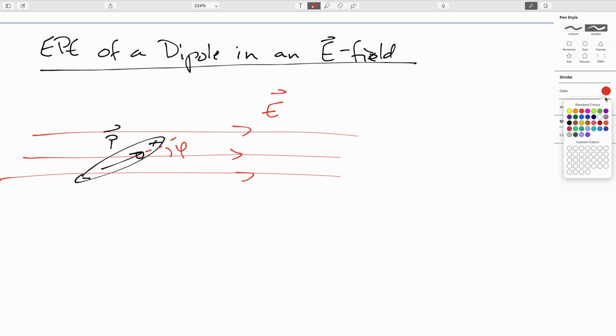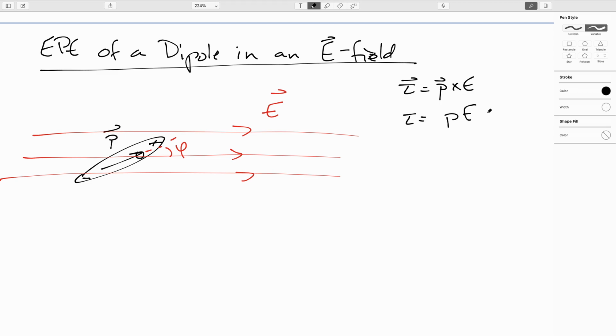Now we'd already seen that the torque on a dipole is going to be P cross E. So if I just want to work in magnitude, that's going to be PE sine phi, but we have to be a little careful here. I'm going to need a minus sign because this is a restoring torque. If we're rotated counterclockwise, the torque is clockwise. If we're rotated clockwise, the torque is counterclockwise, so I need the minus sign to reflect that.